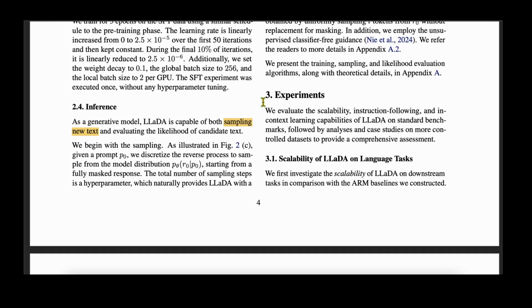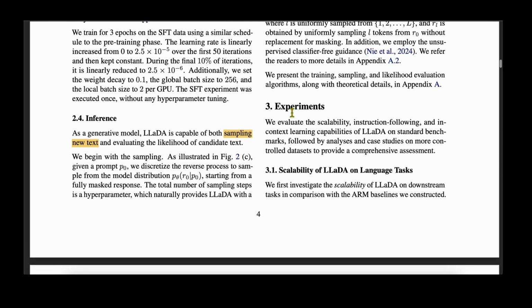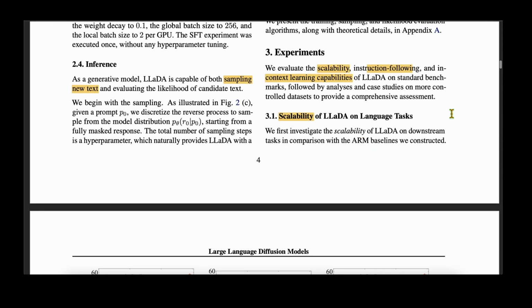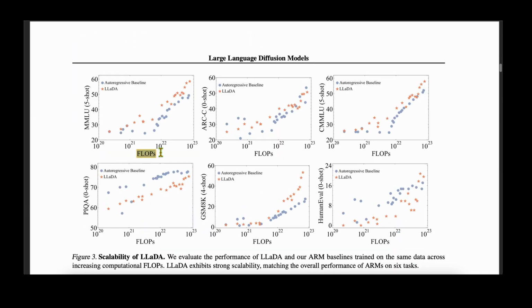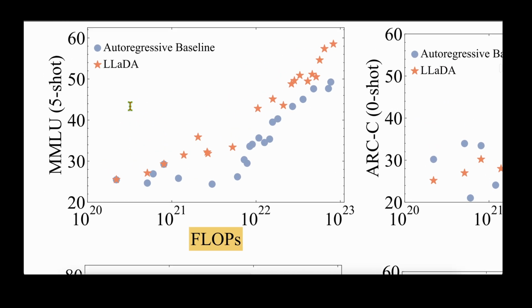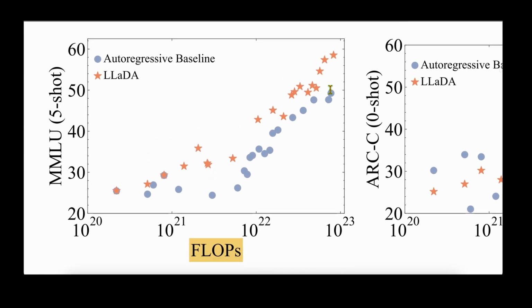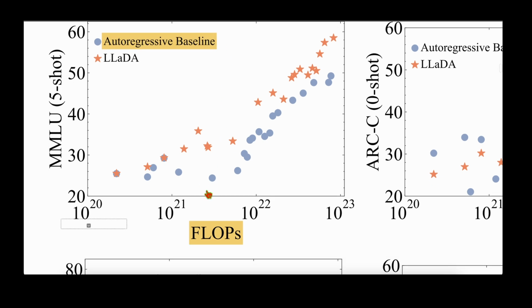So with that overview of training and inference, let's look into some of the experiments. So they have evaluated for scalability, instruction following capability, and in-context learning capability. So let's first start with scalability of LLaDA. This is the plot they are showing. Clearly, as the number of flops increases, we can see that LLaDA, which is shown by these stars, increases. That is also comparable to auto-regressive baselines such as Llama models.